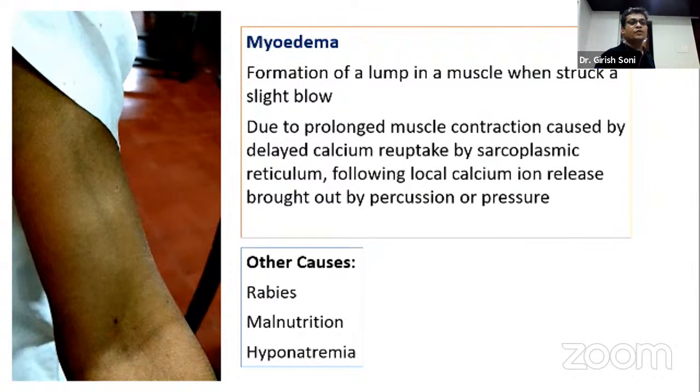You can easily appreciate formation of a lump over the biceps muscle after a blow with a hammer. It is because of prolonged muscle contraction and delayed relaxation of the muscle because of delayed calcium uptake in the sarcoplasmic reticulum. It is characteristic or pathognomonic of hypothyroid myopathy, but please remember, it can be seen in rabies, with severe malnutrition, as well as hyponatremia. Cases of myelinolysis have been described with all these three entities.